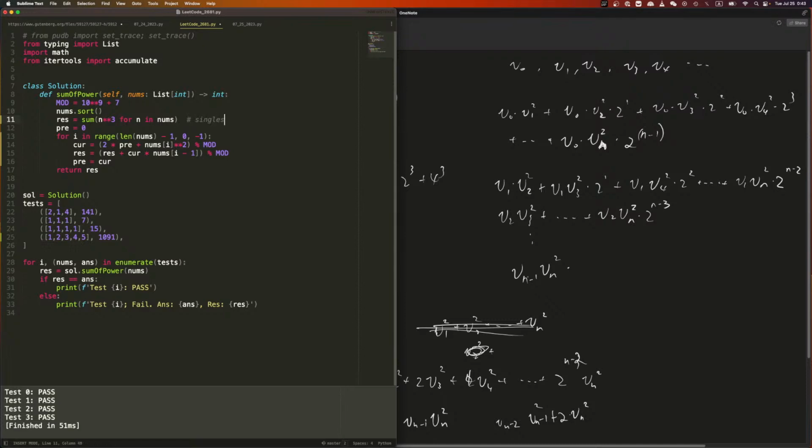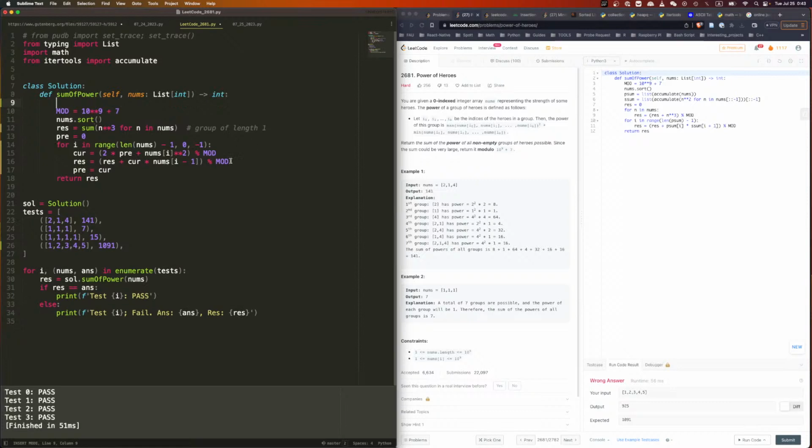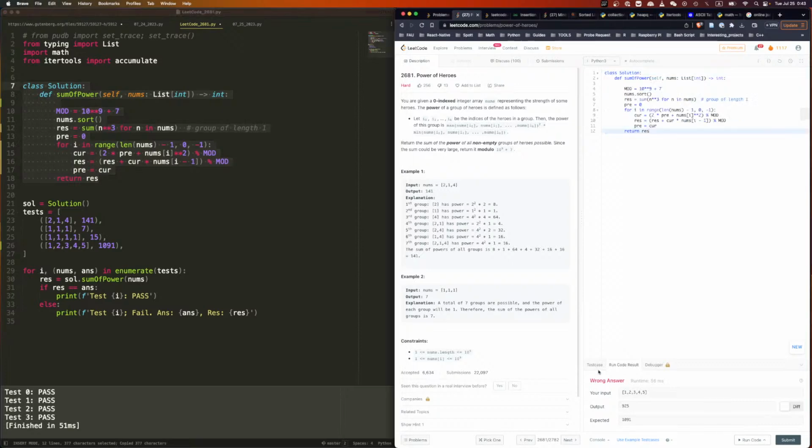Singles. Team, is it team, right? That's the thing, is team. Heroes, yeah. Group of length 1. Group of length 1. Yeah, this is right. I am very, very sure this is right.